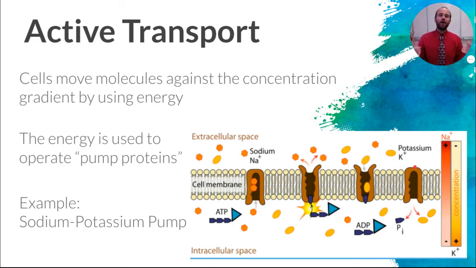So now we're talking about pressure being added or going against a concentration gradient, adding energy. This is going to be active transport. We're being active. We're adding energy. So this is where cells are moving molecules up the concentration gradient, against that gradient. And in order to do that, you got to use energy. So energy is going to be used to operate things called pump proteins or protein pumps. These are going to pump molecules against that gradient.